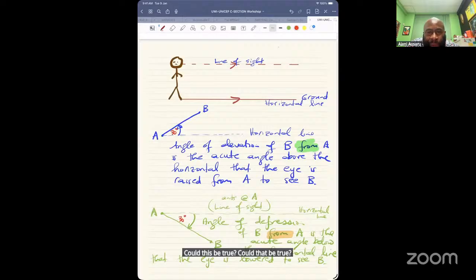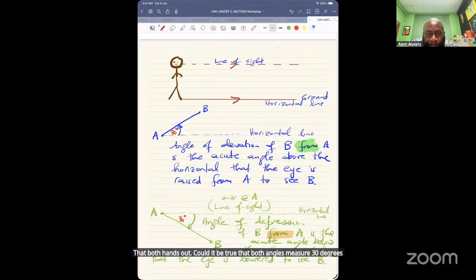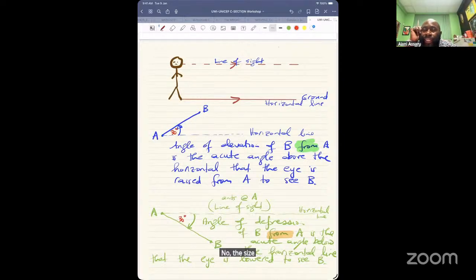Could it be true that both angles measure 30 degrees, for example? No, sir. Why not? Because one I look up and one I go down. No, the size of the angle. Can it still be 30 in both cases? The size of it. Yes, sir.